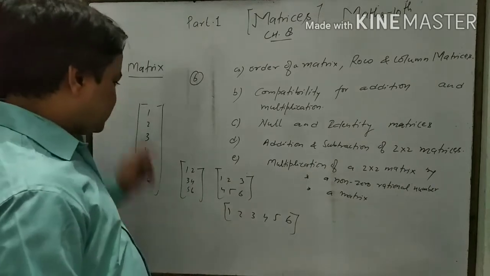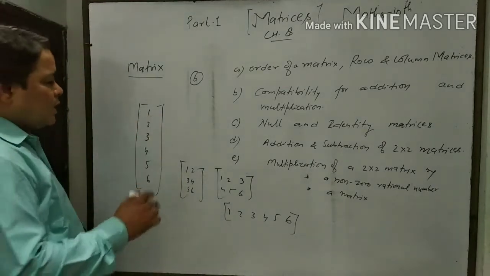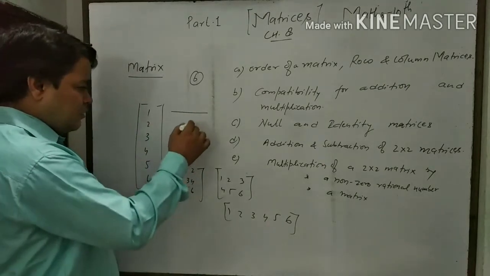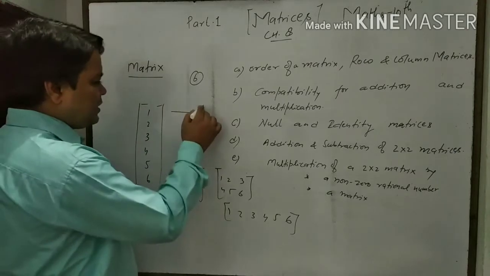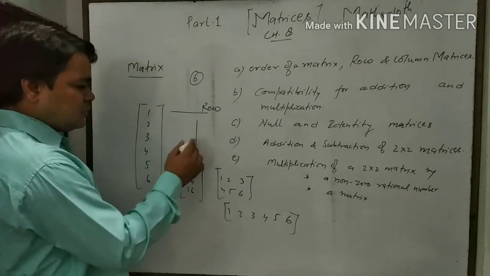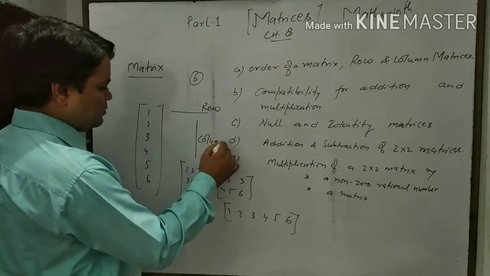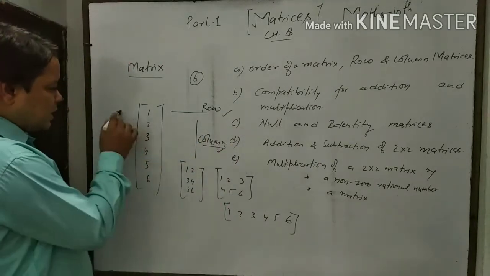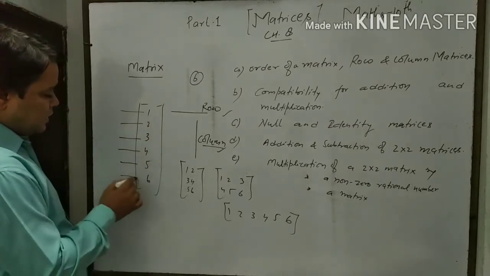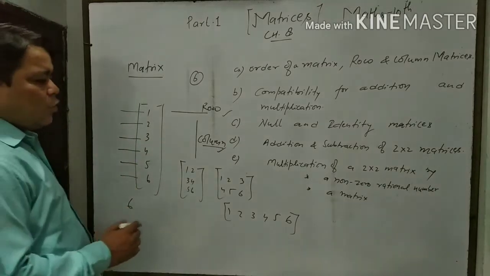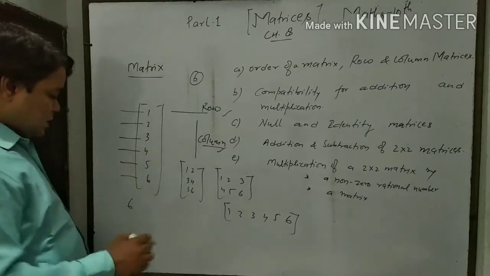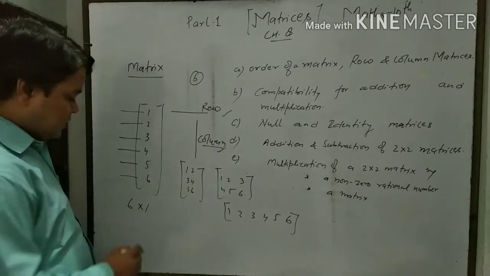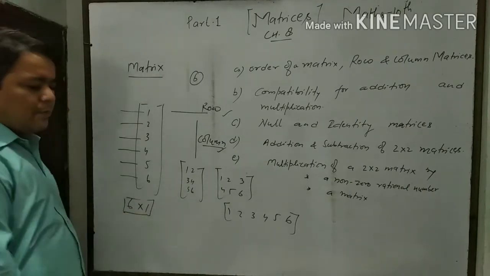So here we should understand the property of this. There is a horizontal line and a vertical line. The horizontal line is called a row and the vertical line is called a column. So how many horizontal rows here? There are 6 horizontal rows, and only 1 vertical column. Then 6 cross 1 or 6 by 1 is the order of this matrix.